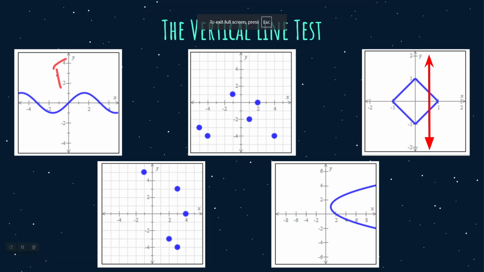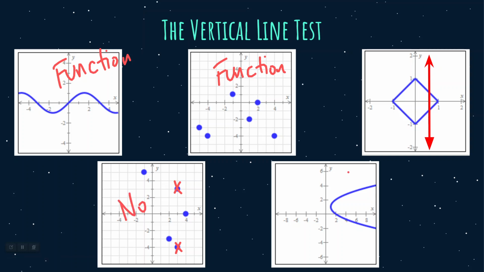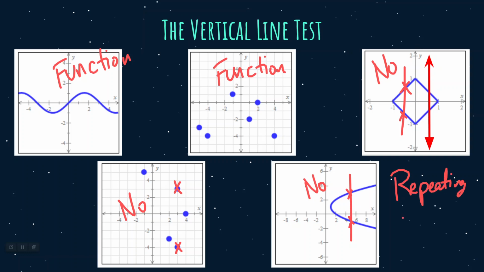So this one is a function. That passed the vertical line test. This one is a function. These failed the vertical line test, not a function. Not a function. And not a function. If you have 2 points stacked directly on top of each other on a graph, or if you have repeating x values, then it is not a function.